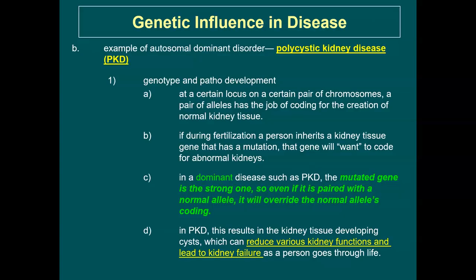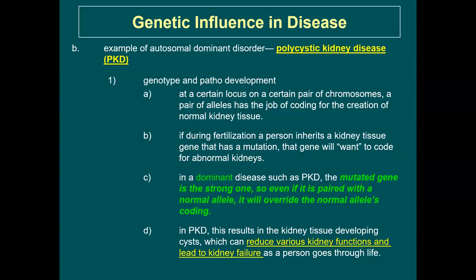Now notice that even if the individual has a dominant gene that codes for normal kidney tissue, it doesn't matter. The individual will still have polycystic kidney disease because for whatever genetic reason, that mutated dominant gene even trumps a normal dominant gene. And so that is the way that autosomal dominant disorders function, especially in PKD.